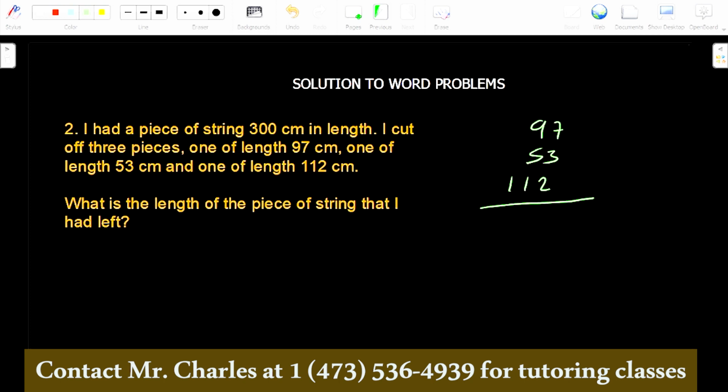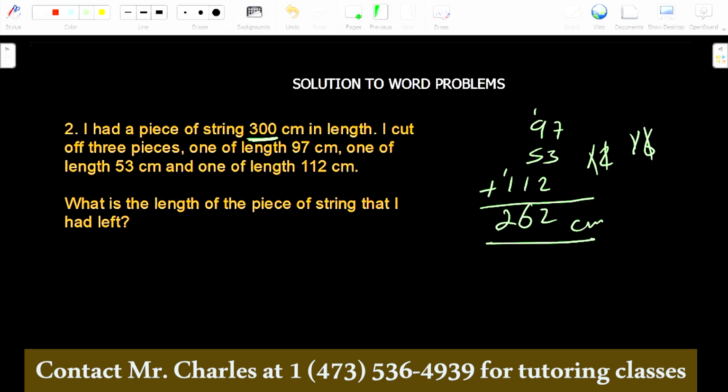We would find the total length, and then subtract that from the original length, which is 300 centimeters. So 7 plus 3 is 10 and 2 is 12. We put the 12 here, cross the 2, put it under here, cross the 1, put it above the 9. 5 and 1 is 6, and 9 is 15 and 1 is 16. We write the 16 on the side, cross the 6, put it here, cross the 1, put it above the 1. And 1 and 1 is 2. So you get 262 centimeters of string cut off.